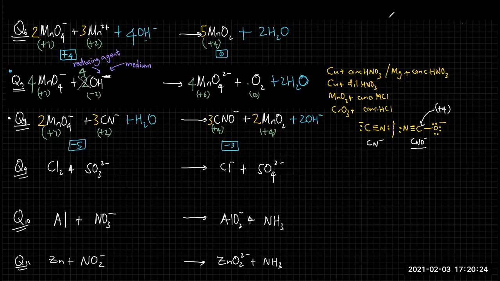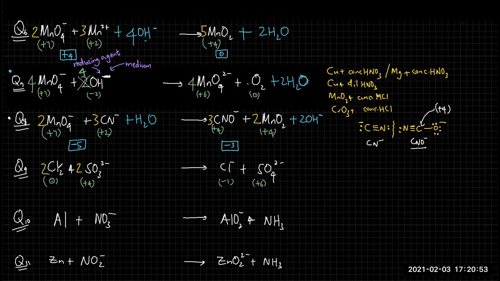Right, 9th one. It should not be a very difficult task. Chlorine is 0. Sulfur is plus 4. Here, chlorine is minus 1. Here, sulfur is plus 6. We are balancing it in basic medium. Chlorine goes from 0 to minus 1, difference is 1. But there are 2 chlorine atoms, so I have to put a 2 here to balance it. Sulfur from plus 4 to plus 6, difference is 2, so I have to put that 2 here.